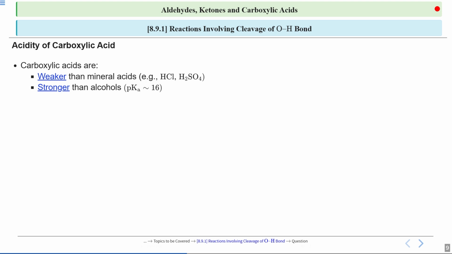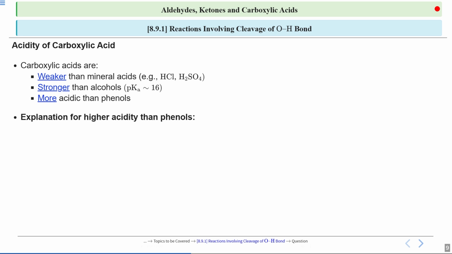However, carboxylic acids are stronger than alcohols, which have a pKa value around 16. So they are weaker than mineral acids, but stronger than alcohols. This indicates that carboxylic acids can donate a proton more easily than alcohols. Additionally, carboxylic acids are more acidic than phenols also. This means they are more likely to donate a proton compared to phenol.